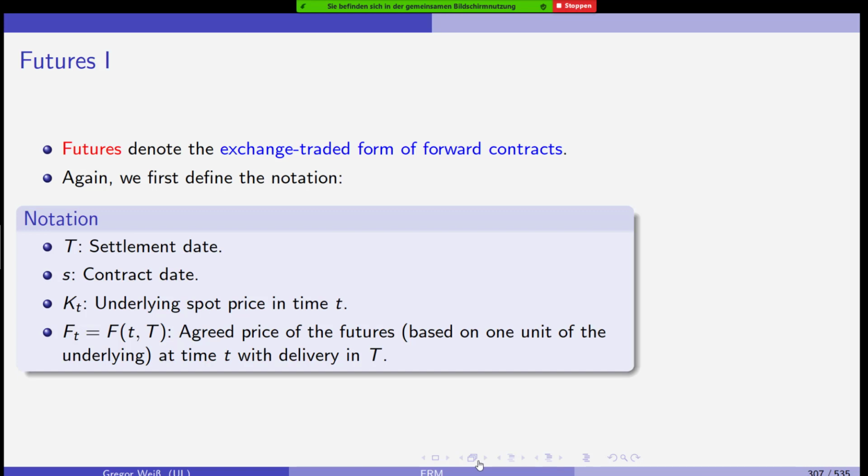So T is again the settlement date, S is the contract date, K_T is the underlying spot price at time T, and F_T, which previously was the forward price, is the agreed price of the futures based on 1 unit of the underlying. But F_T is always observable on the futures exchange. That's the traded price of a futures contract.